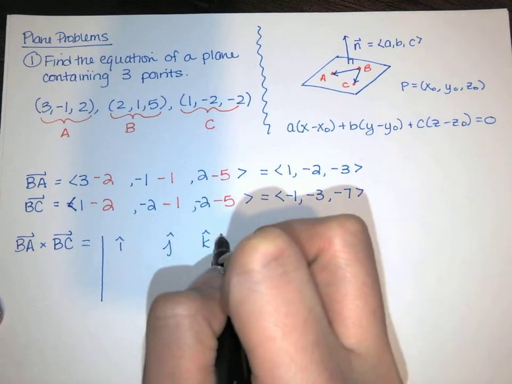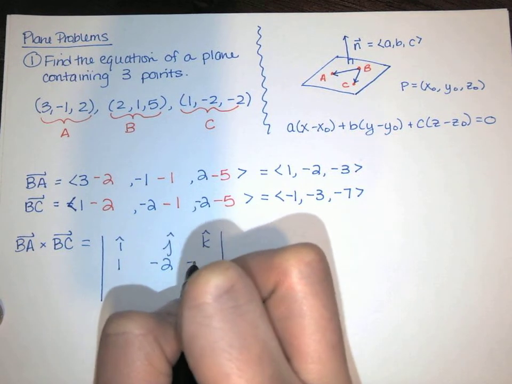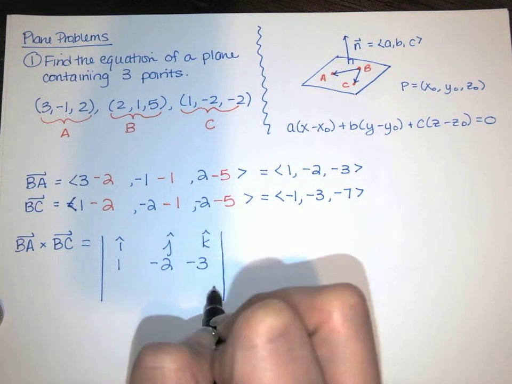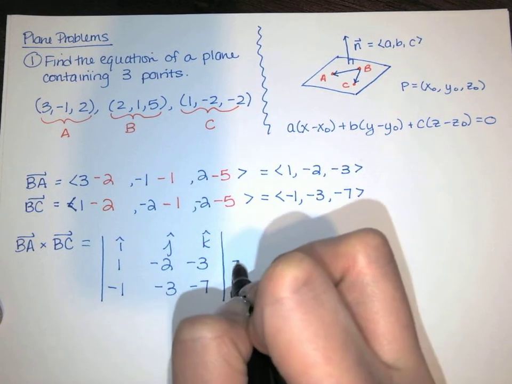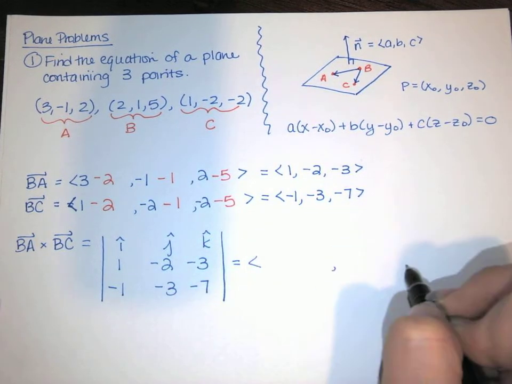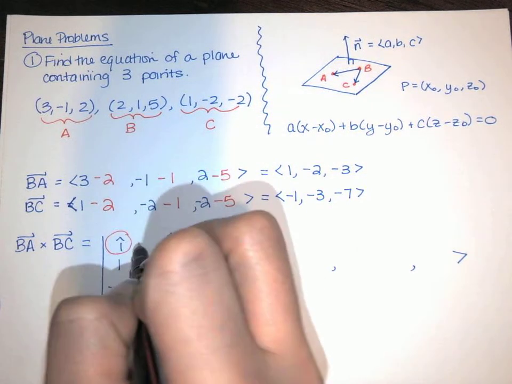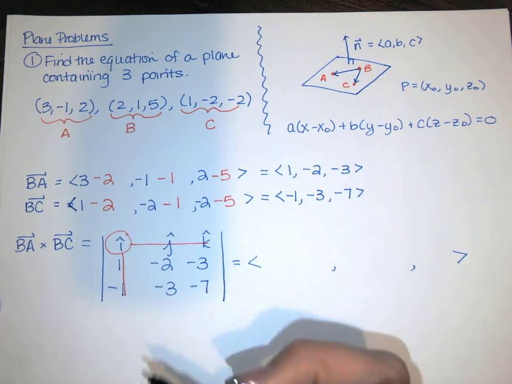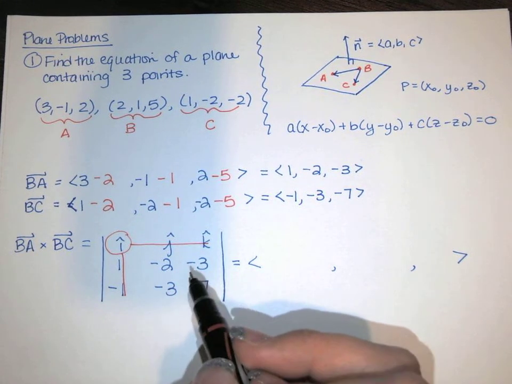Let's find the cross product. In this row, we'll write 1, -2, -3. In this row, we'll have -1, -3, -7. Then to find the components, we're going to cross out the row and the column containing i hat, and then we see this 2 by 2. You want to take the determinant of this 2 by 2 matrix.